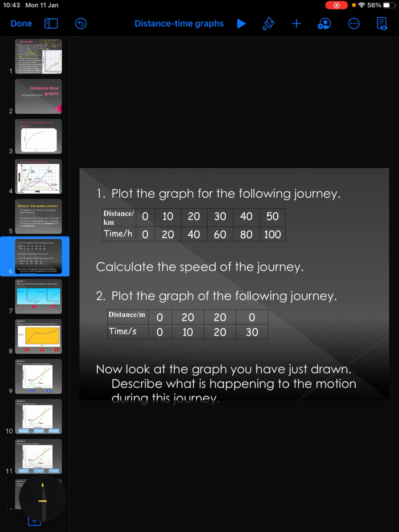And once you have plotted your graph, which advanced warning is a nice straight line, I'm going to get you to calculate the speed. And remember, you're going to do that by doing the gradient, just like we've just gone through on that previous slide. So yes, have a go, screenshot this, plot the graph, and please let me know if you need any help.